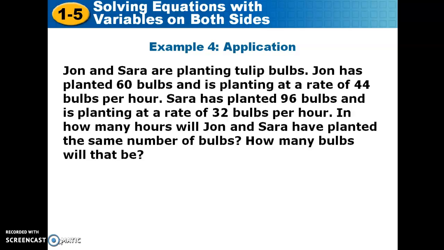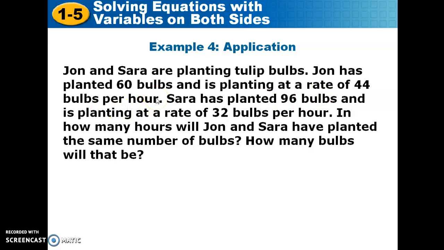So again, just write the keywords for this problem, for the words. John and Sarah are planting tulip bulbs. John planted 60 bulbs and is planting at a rate of 44 bulbs per hour. Okay, so far what we know, John has already planted 60 bulbs. That's our constant. It's not changing. The rate at which he is planting is 45 bulbs per hour. So that's going to be where your variable is.